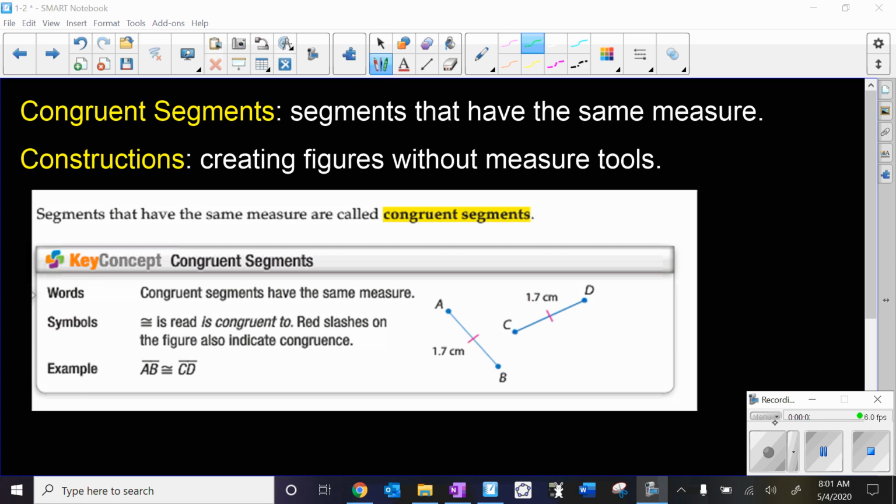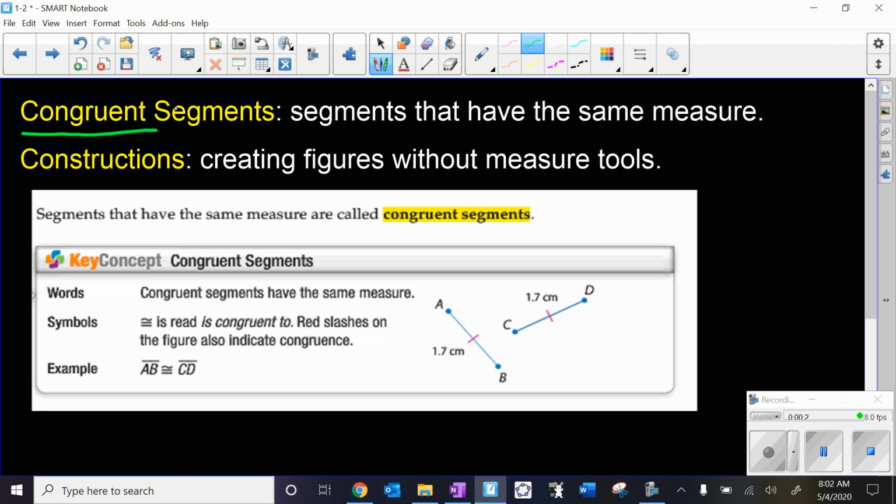The last thing that we're going to talk about in section 2 is the idea of congruent segments. That word congruent or congruence is going to be a very important word as we move forward through geometry. So congruence means having the same measure or the same length. It's really the same thing as equals, if you want to think of it that way.